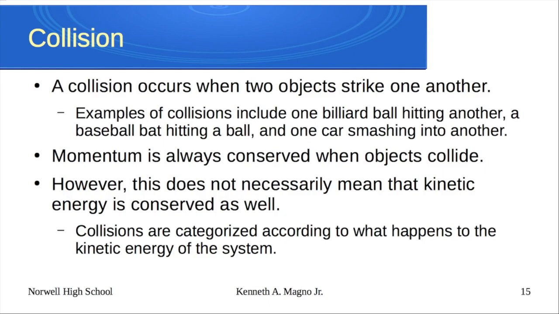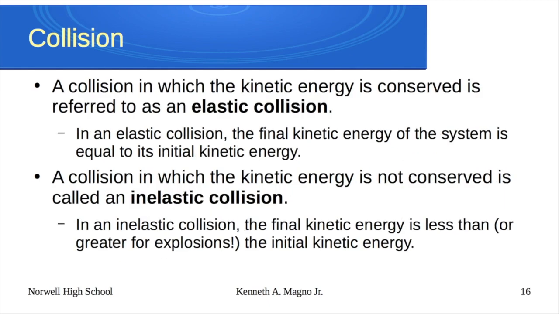So we then have to start categorizing our collisions based on what happens to that kinetic energy. Did we keep all our kinetic energy? Did we lose some kinetic energy? That's the difference between our types of collisions. So we really have two main categories: the elastic collision and the inelastic collision. In an elastic collision, the final kinetic energy of the system is equal to the initial kinetic energy. So we don't lose any kinetic energy. We conserve momentum and we conserve kinetic energy.